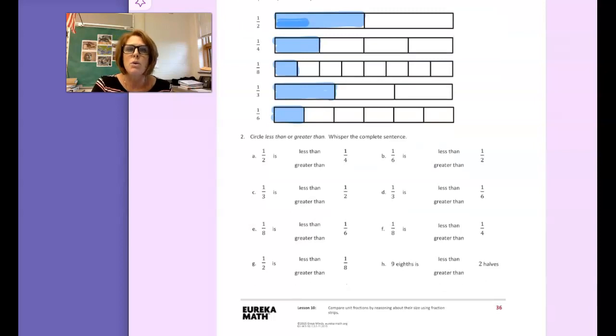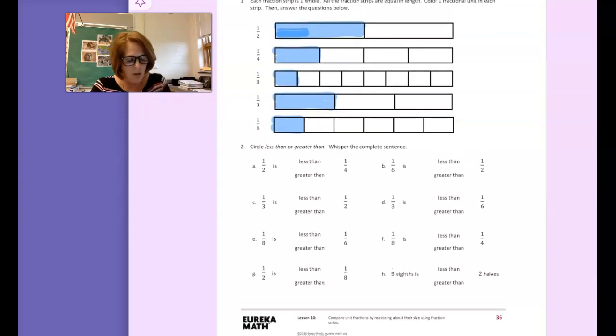Number 2 says circle less than or greater than. Whisper the complete sentence. So letter A, 1/2 is blank, then 1/4. Well, look up here at 1/2 and 1/4. 1/2, that fractional unit is greater than 1/4.